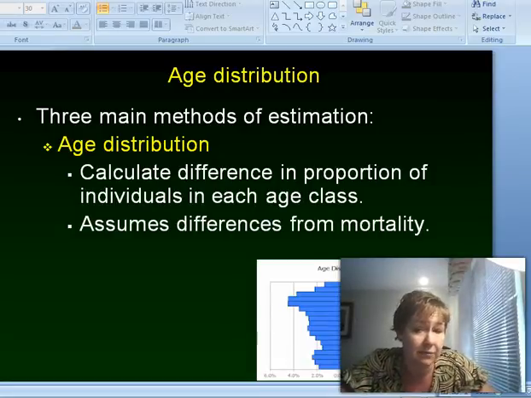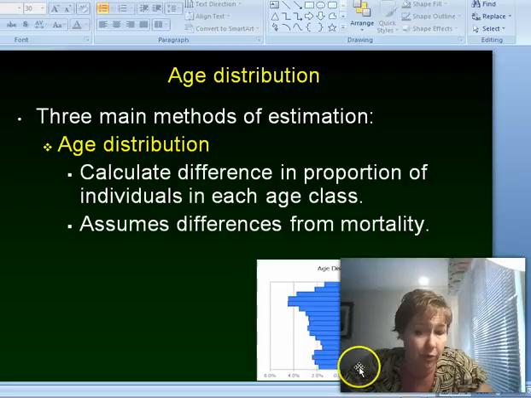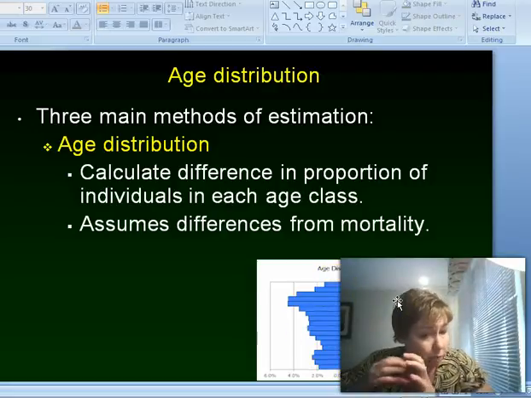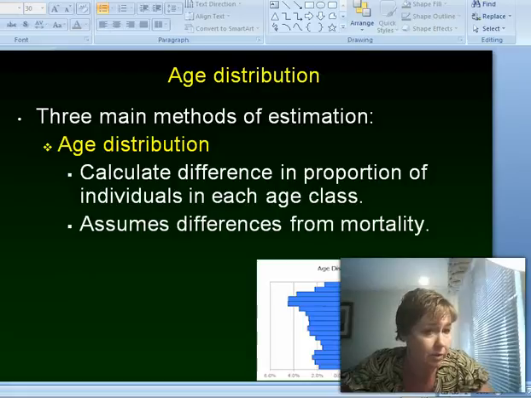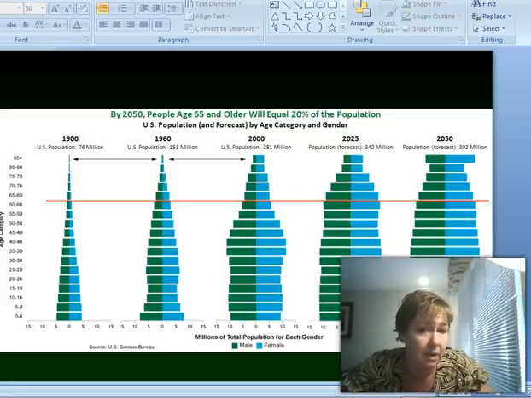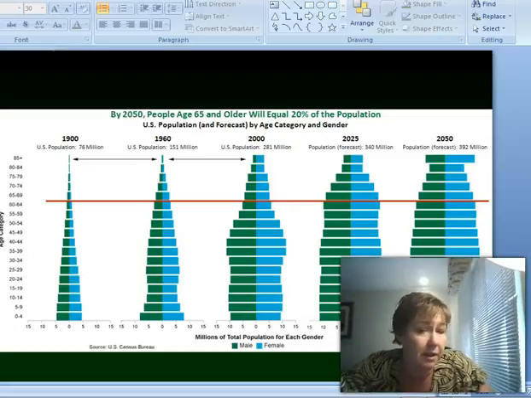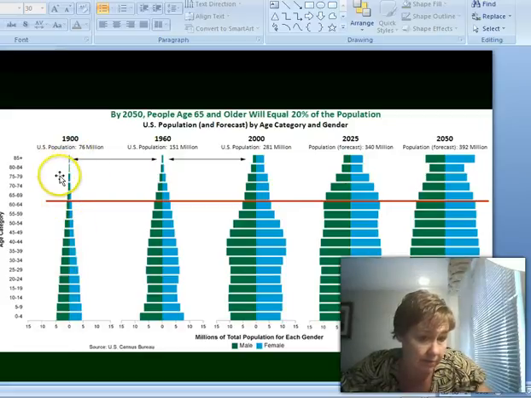This calculates the difference in proportion of individuals in each age class. It assumes differences from mortality. So this is going to tell you how many people are 0 to 4 versus 65 and up. And you sometimes have a bulge in a population. That's really good data to know, and they usually always keep track of it in humans. Here's human data in the United States, I think. Yes. So the population is 17 million. Look at this. In the 1900s, we didn't have a ton of people up here in the 85 group. It was kind of unusual.